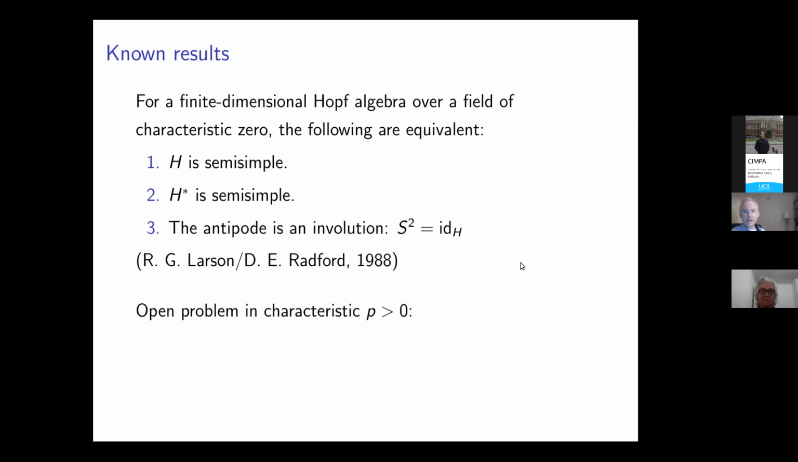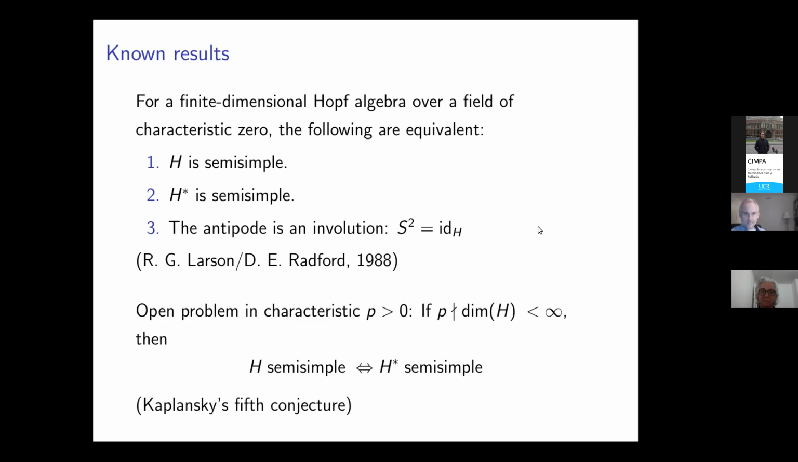In positive characteristic, this is actually open. It is an open question whether, if the characteristic does not divide the dimension of a finite dimensional Hopf algebra, these properties 1 and 2 are equivalent. This is one of the conjectures on Kaplansky's list in the appendix of his Chicago lecture notes that I mentioned earlier.